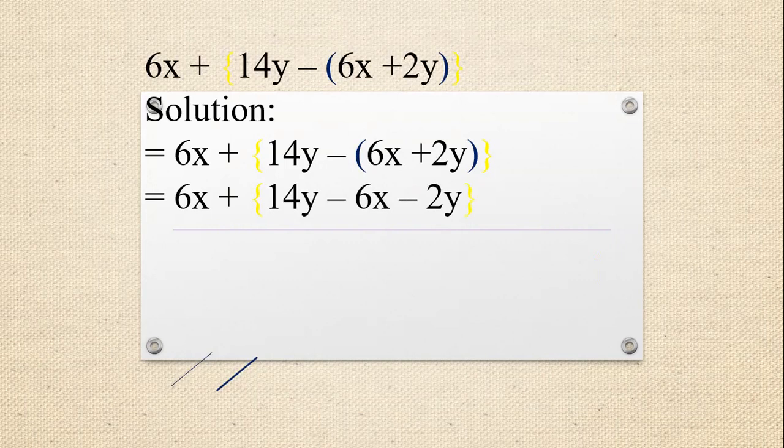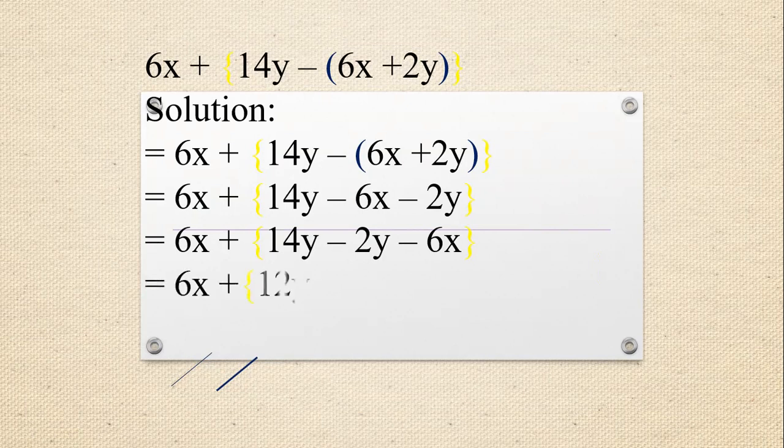The minus sign which is present before the curve bracket will be multiplied by both the signs of inside numbers. This minus plus becomes minus and this minus plus becomes minus 2y. Now we have two like terms inside the bracket. Firstly, we have to arrange them. The expression will become 6x plus curly bracket 14y minus 2y minus 6x curly bracket close. By subtracting 2y from 14y, the expression will become 6x plus curly bracket open 12y minus 6x curly bracket close.